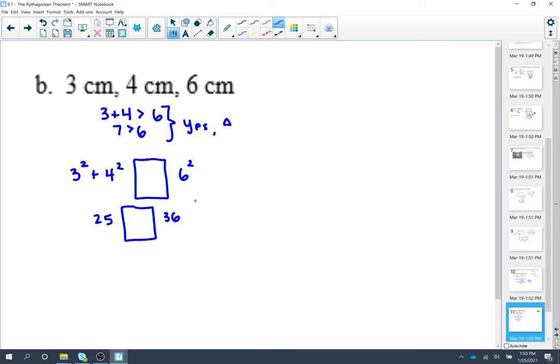Now again, this is my C squared. C this time is greater. So because C is greater, that means that we're dealing with an obtuse triangle.